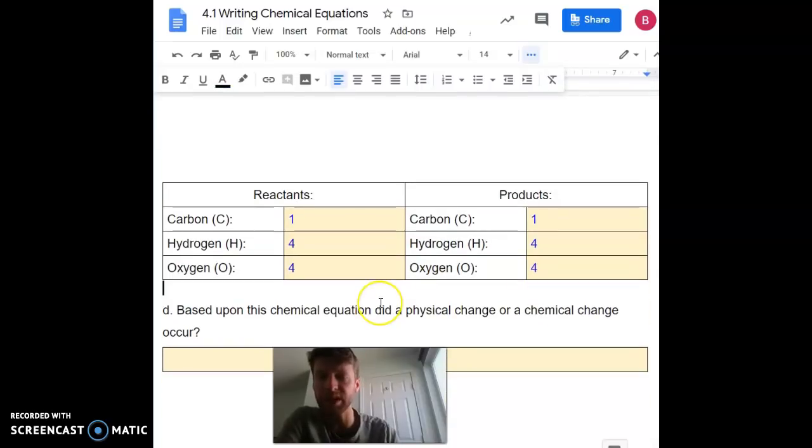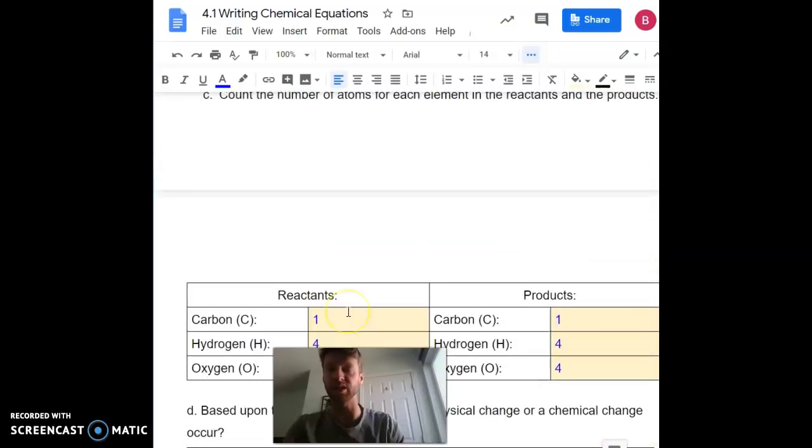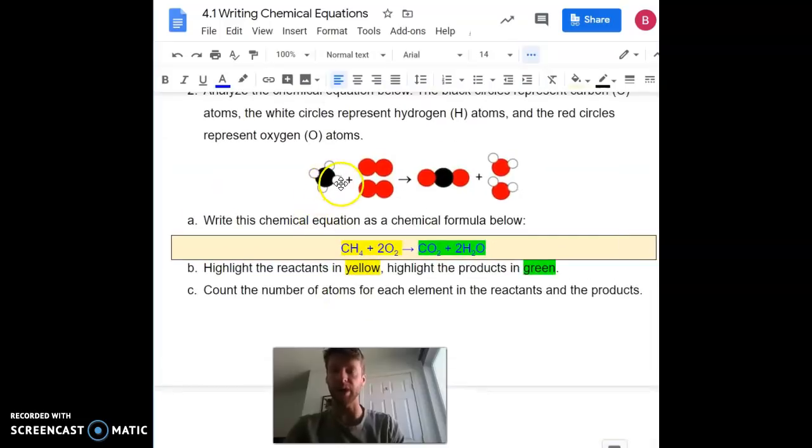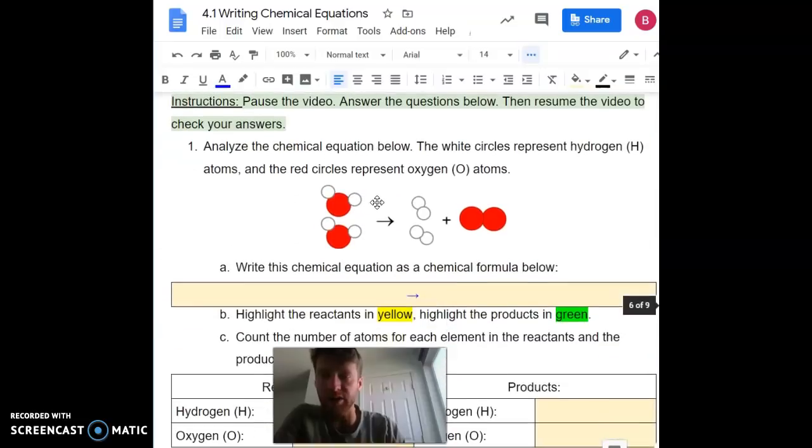Okay, based upon this chemical equation, did a physical or chemical change occur? Well, this one was a chemical change because new compounds were formed. Remember, that's because I know from my model that the bonds holding those circles together must have been broken to rearrange them and make new compounds. All right. Go ahead and move on to the check for understanding.